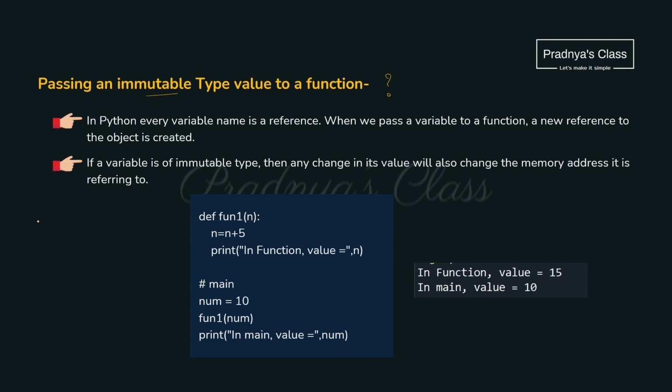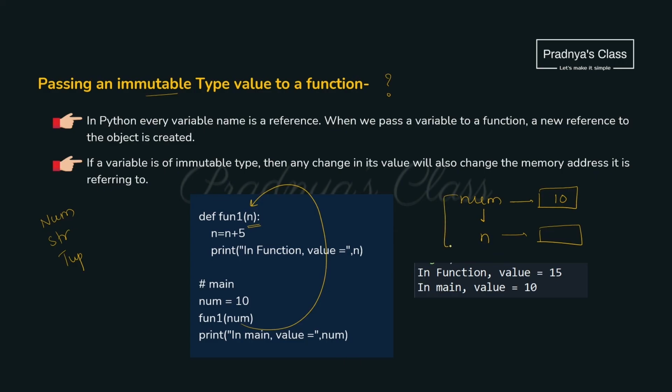You know what are immutable data types. Immutable data types are numbers, string and tuples. We pass value to the user defined function. But we know in Python variable is just a reference. So when we create new variable, new reference will get created. In this example there is one variable, 10 value is assigned to it and we are passing it to the function. In user defined function we have taken variable name n.